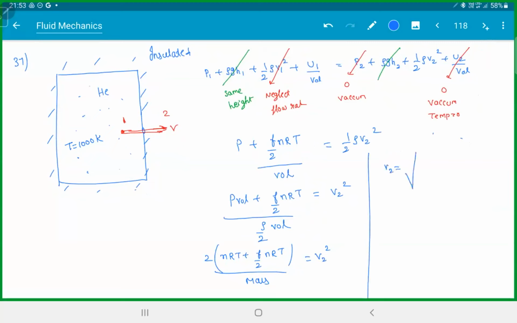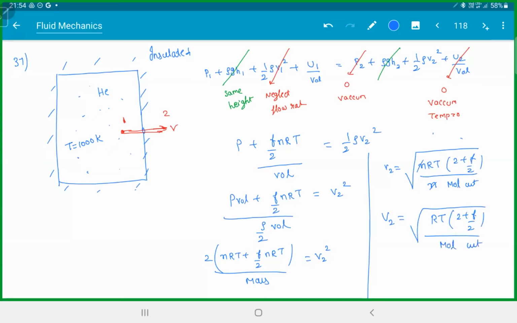So we get v2 is equal to root over 2 times nRT into 2 plus F by 2. What is mass? Mass is nothing but number of moles into molecular weight, and n gets cancelled. So v2 will be root over RT into 2 plus F by 2, by molecular weight. I gave you a more general solution. You can prove it even for oxygen also. For oxygen, F will be 5, molecular weight will change. For helium, F is 3 and molecular weight is 4. Substitute there, you get the answer. R is the gas constant, you know everything.